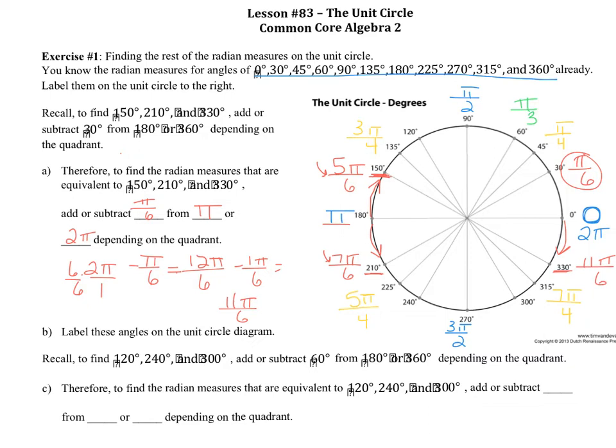So looking at this side, when I look at these different sections, I see that all of them are over 6. This is 1 smaller than 6 over 6, 1 bigger than 6 over 6. This is 1 smaller than 2 pi, which would be 12 pi over 6. So there are patterns in there that you can look for. Now we're going to try everything with the 60s.